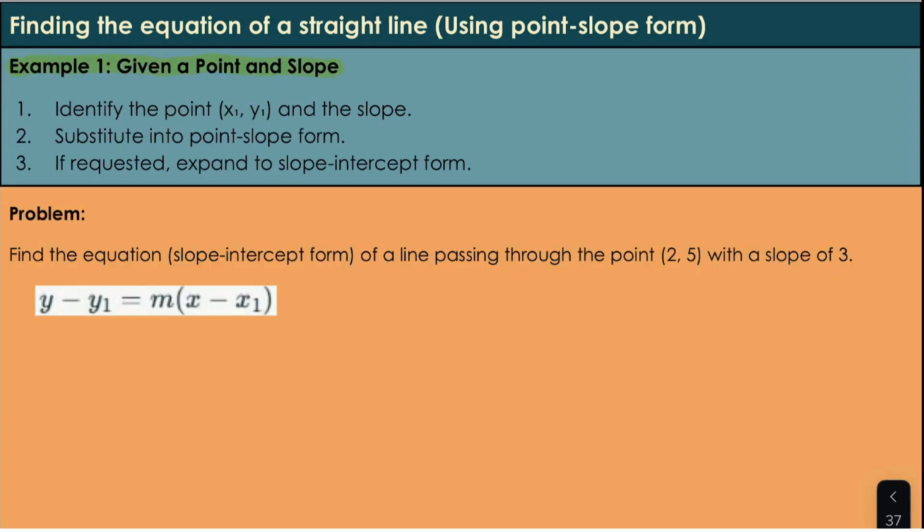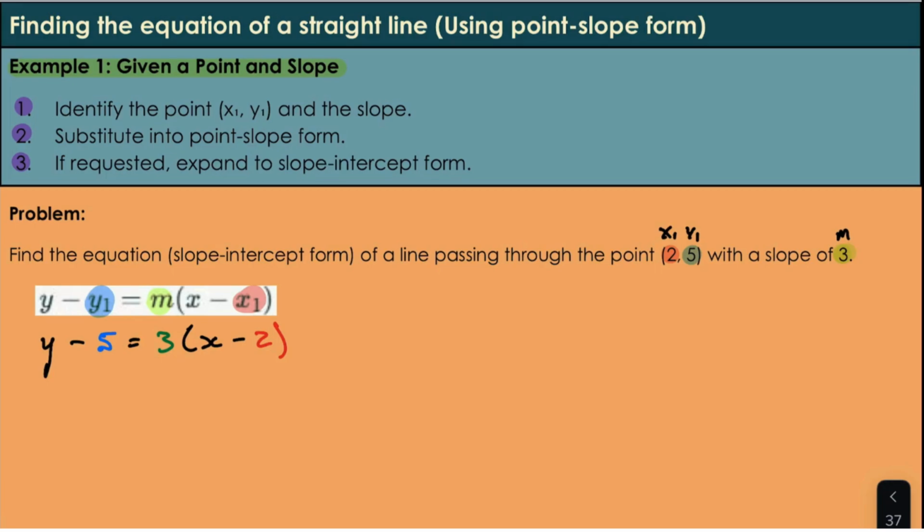In one scenario, we are given a point and a slope, and we need to find the equation of the straight line. We will follow these 3 steps. Problem: find the equation in slope-intercept form of a line passing through the point 2, 5 with a slope of 3. Step 1, identify the point x1, y1 and the slope. Step number 2, substitute into point-slope form. Now that we have substituted those values, we need to convert this equation into slope-intercept form.